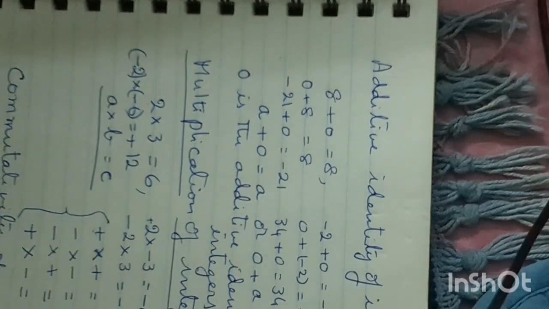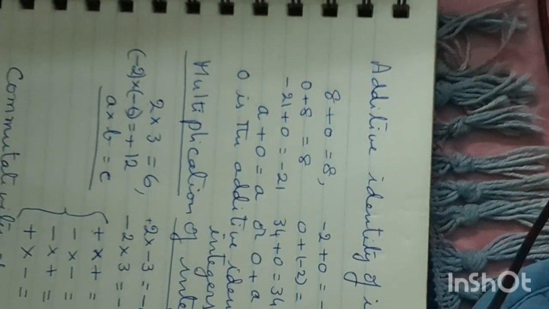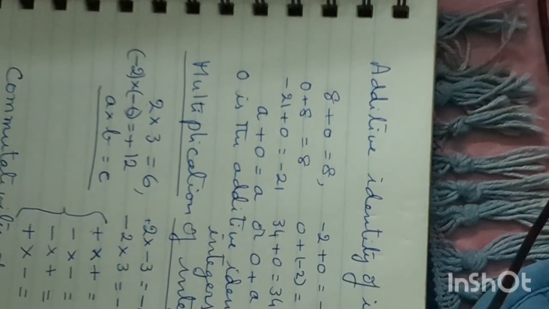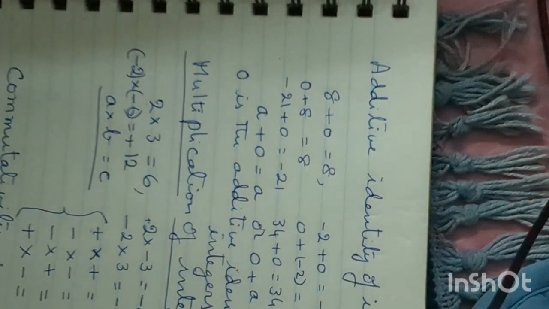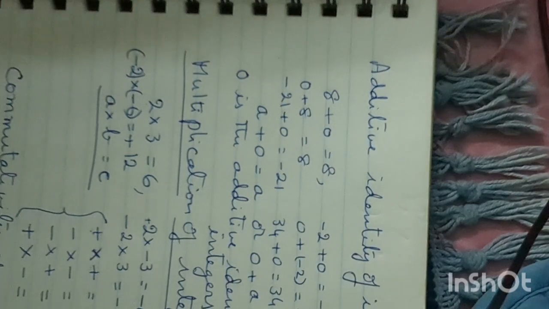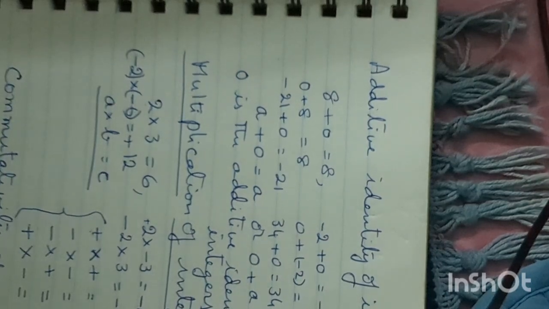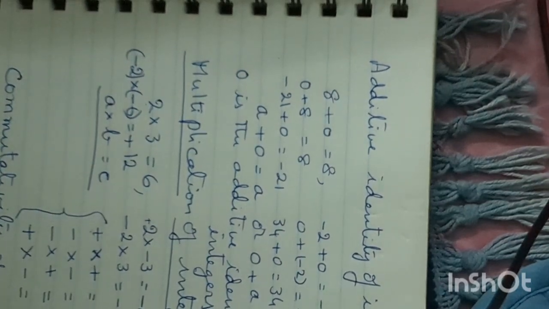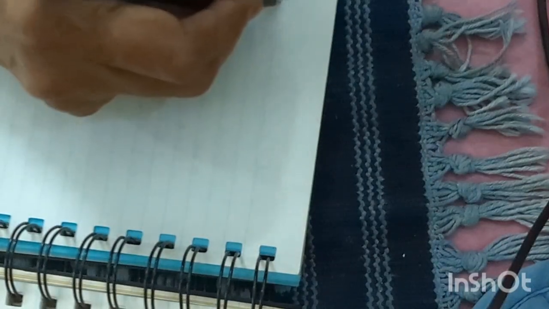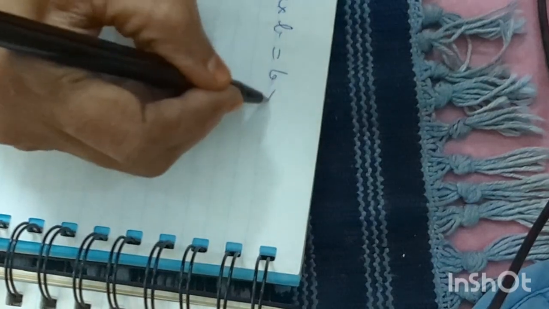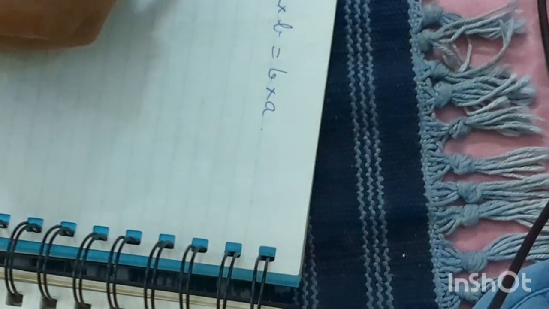For example, take 2 into 3 is equal to 6, or 3 into 2 is also 6, or minus 5 into 3 is equal to minus 15. 3 into minus 5 is equal to minus 15. Therefore, a into b is equal to b into a. This is called the commutativity of integers.